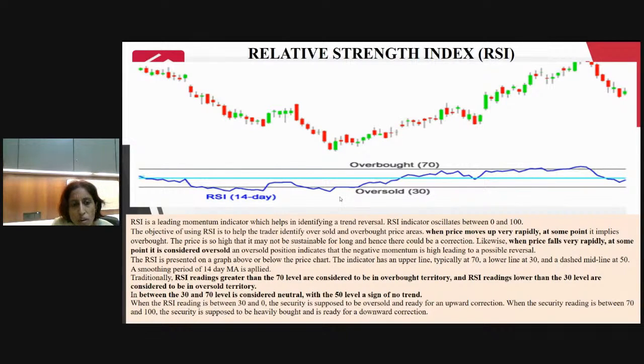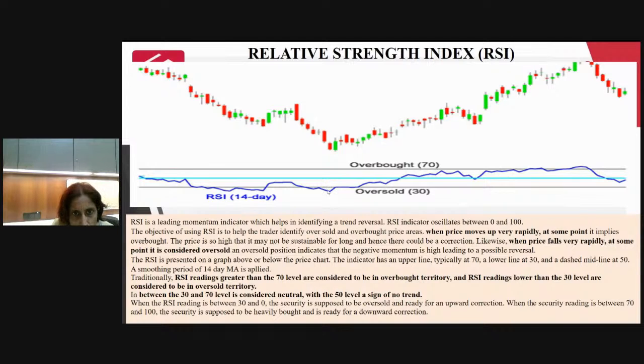Similarly, in case of RSI indicating an oversold situation. In this case, if you see over here the prices are falling, and the RSI is also below the 30 mark. And it is below that 30 mark, as you can see. So you can understand that the market is oversold. And if the market is oversold, it is indicative that soon a reversal trend is likely to follow.